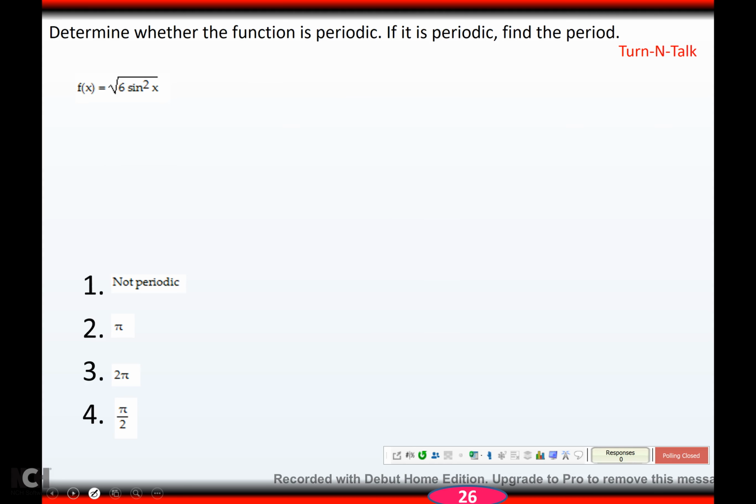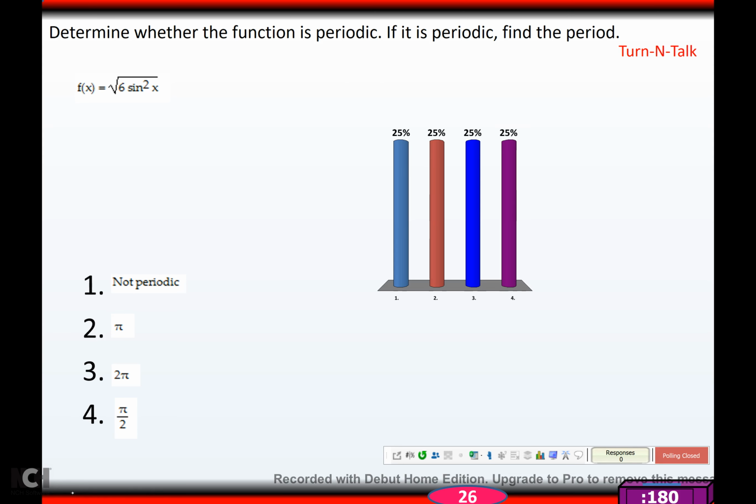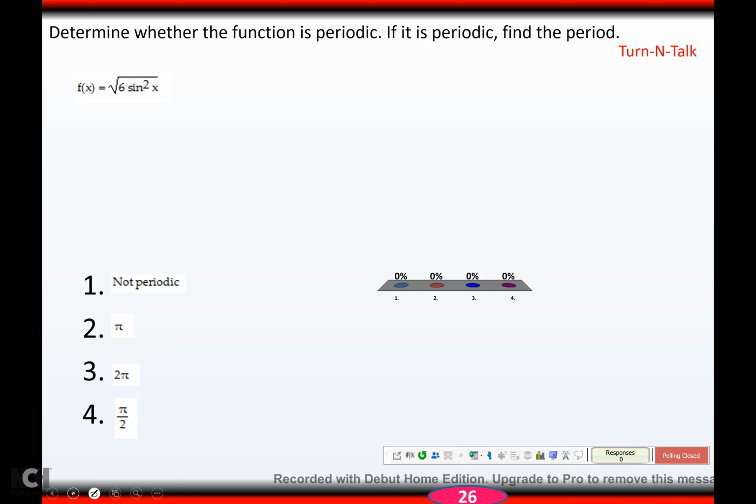All right, so determine whether this function is periodic. If it is, find the period. Hit pause, come back when you're ready. And hopefully you got pi.